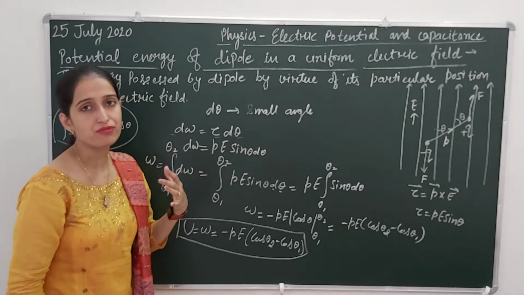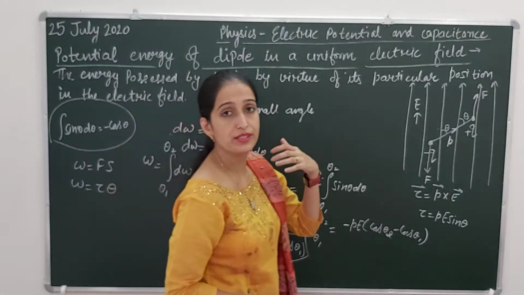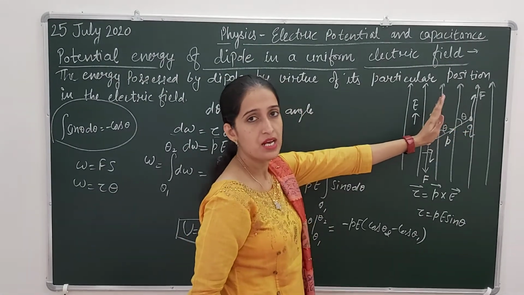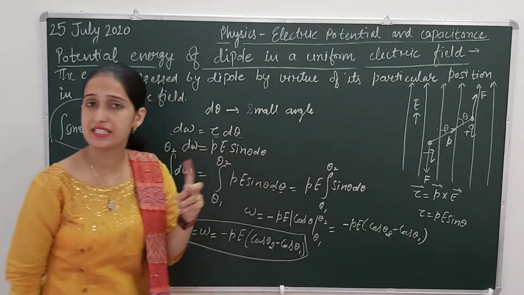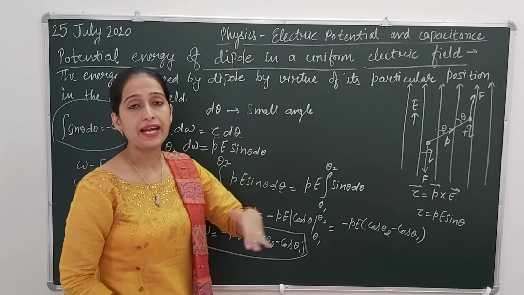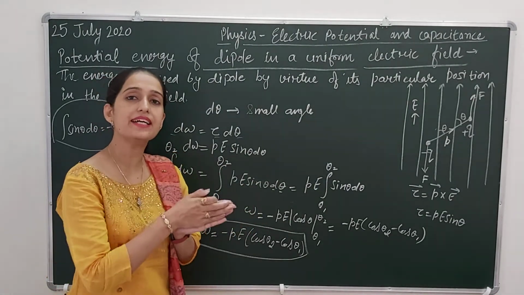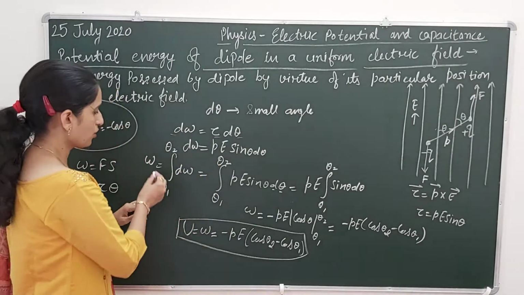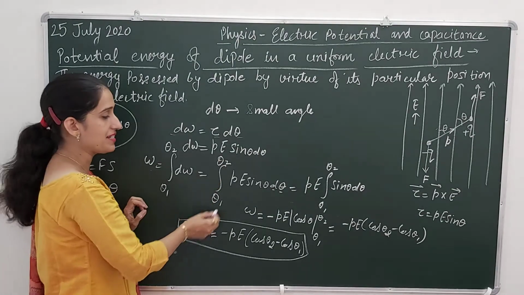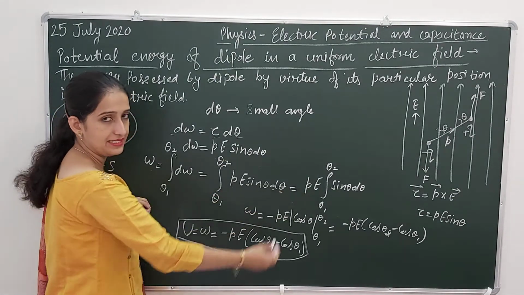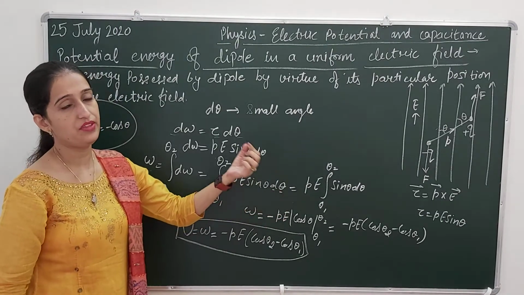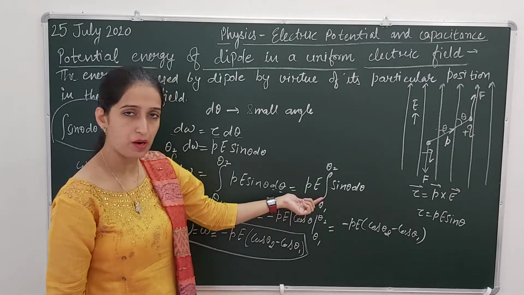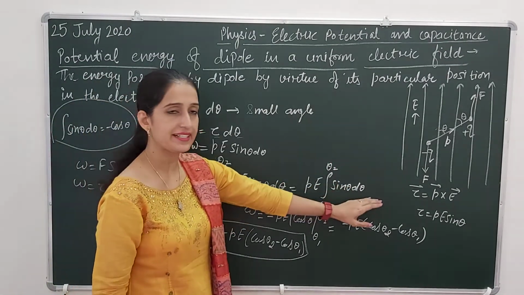Now finally we want to calculate the total work done in rotating this dipole from one position to another. Suppose the initial position makes angle theta 1 with the electric field, and the final position where we want to bring it after the rotation makes angle theta 2 with the electric field. So total work done will be given by, with these limits theta 1, theta 2, Pe sin theta d theta. D theta means the integration of the theta term will be there. Remaining terms will act as constants. We can keep them outside. Theta 1, theta 2, sin theta d theta.